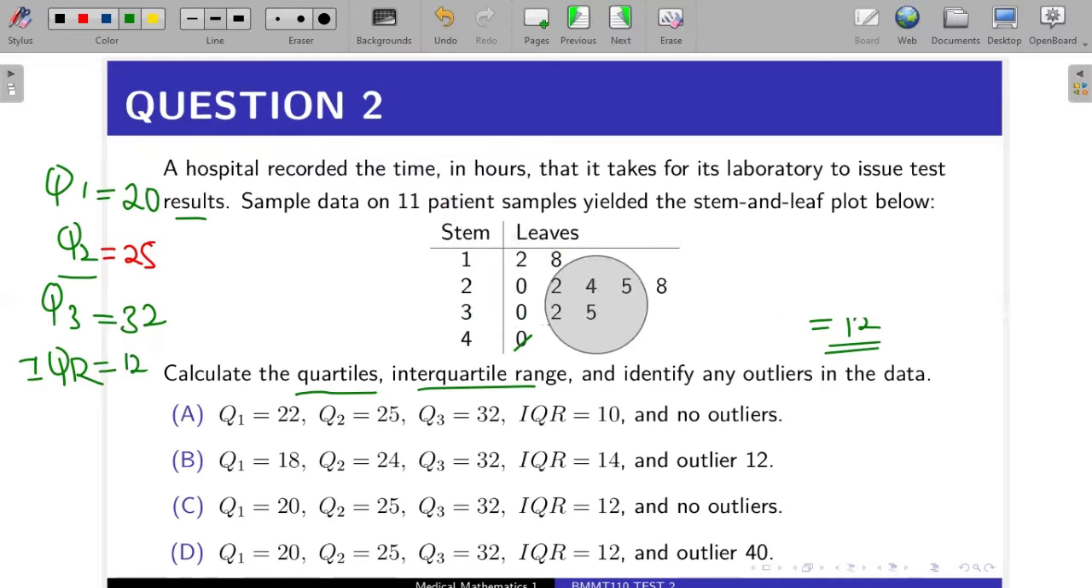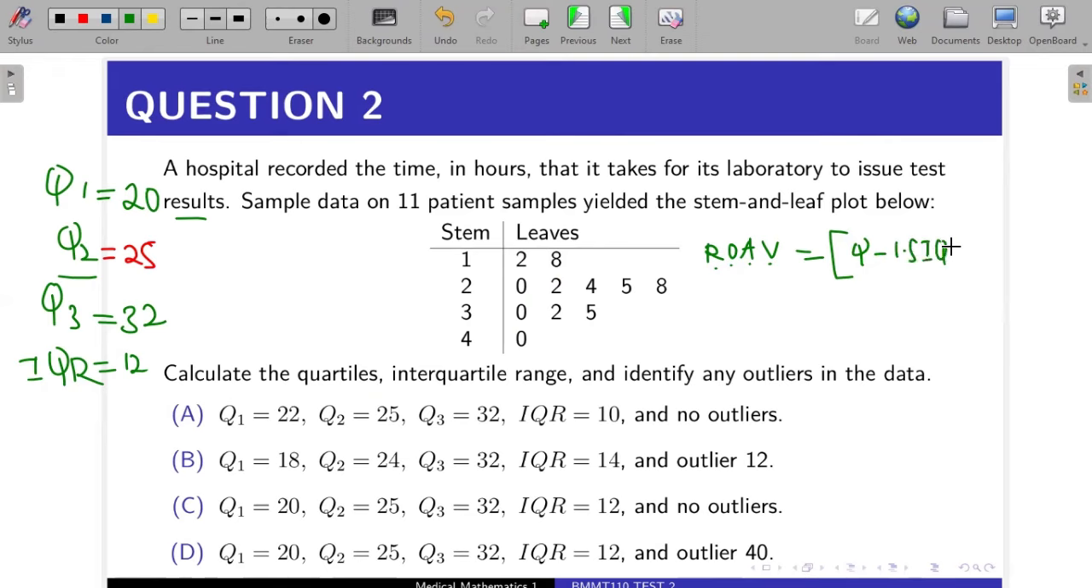We're now just remaining with determining if this data has outliers. So the range of accepted values is given by Q1 minus 1.5 multiplied by the interquartile range.